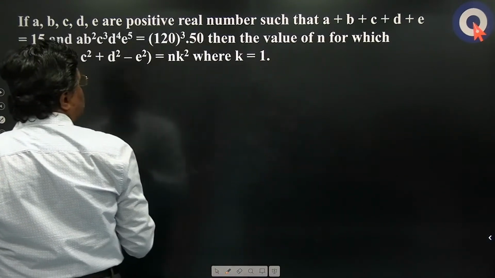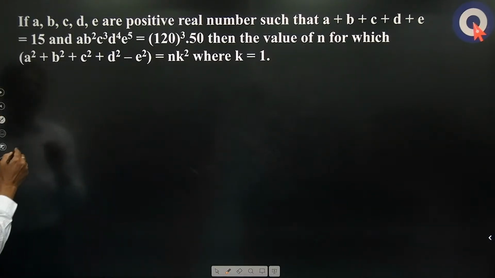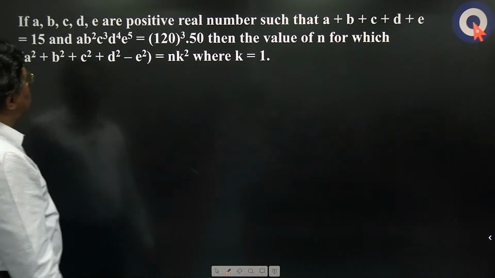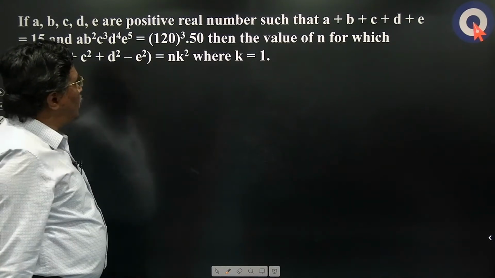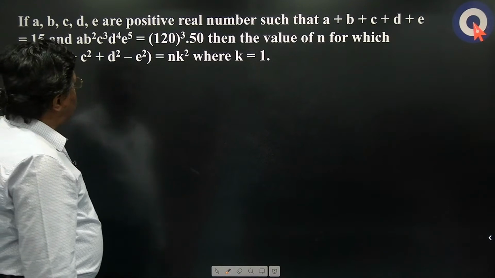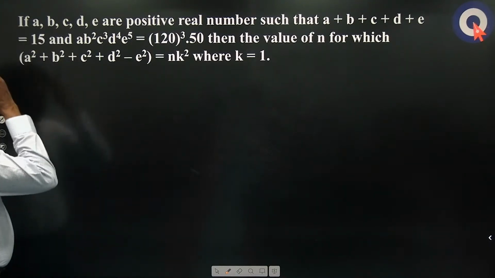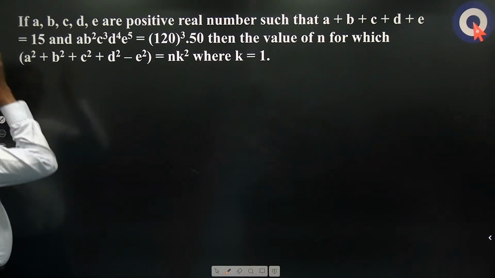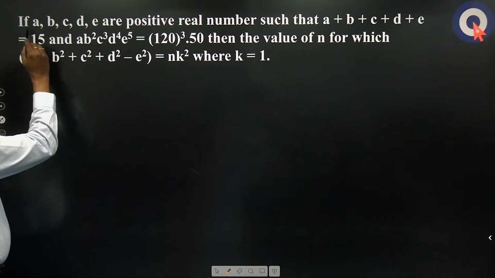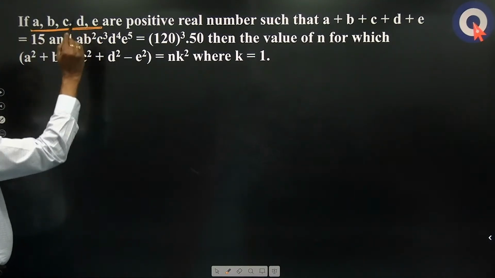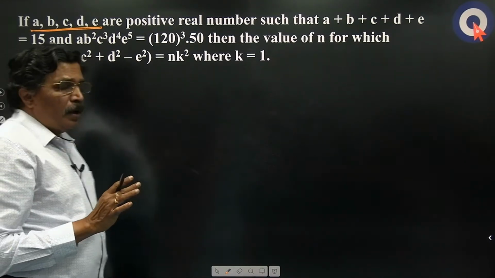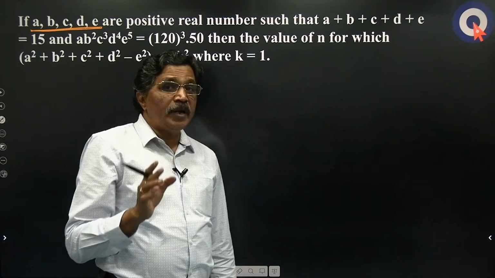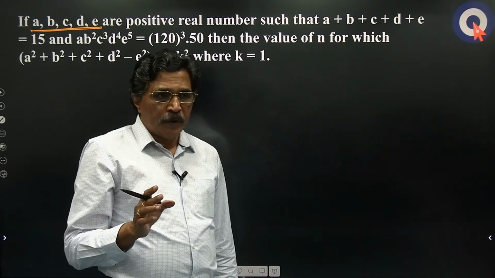A plus B plus C plus D plus E is equal to 15, and A B square C cube D power 4 E power 5 is equal to some number, 120 whole cube into 50. Okay, all right. So here, these are all positive quantities. Whenever these positive quantities are given, a great possibility is the AM greater than GM inequality.